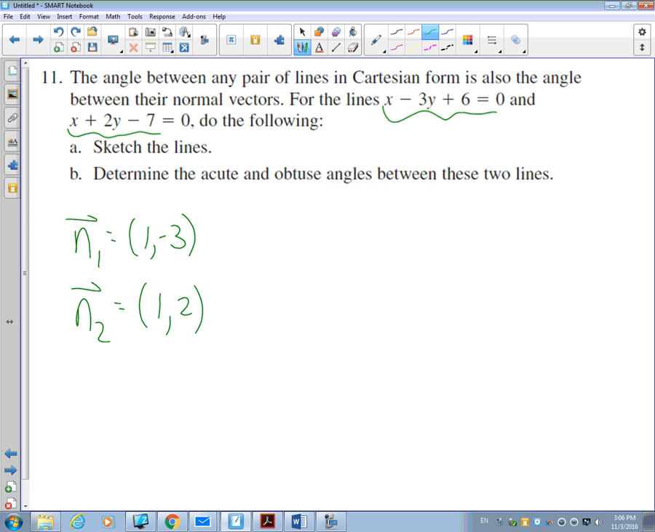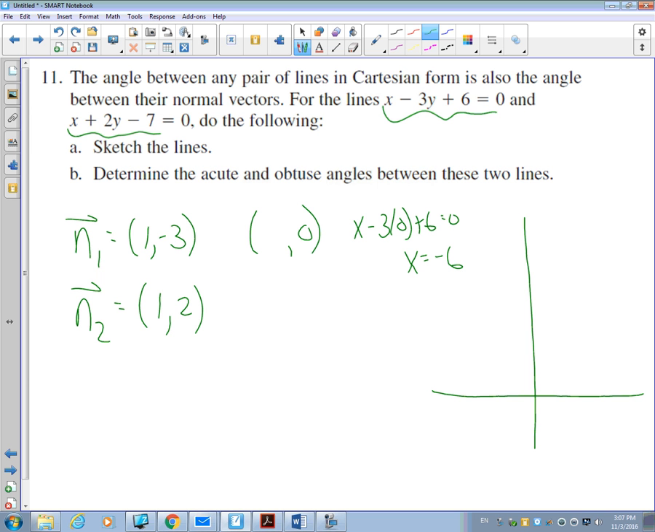Well, part A doesn't ask me for angles. It actually asks me to sketch the lines. So if I want to sketch those two things, how can I go about doing that? Well, to sketch a line, I kind of need to know a point on the line. So for line 1, what happens if I make the y part be 0? So 0 and something. Can I figure out the part that goes with it? Well, of course I can. I end up with x minus 3 times 0 plus 6, or in other words, x equals -6. So I know -6, 0 is a point on the line.